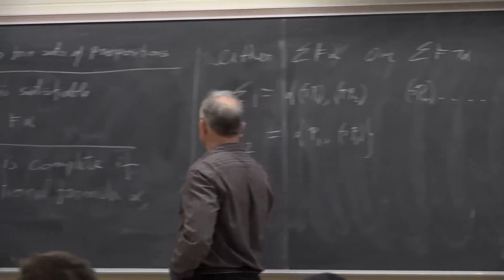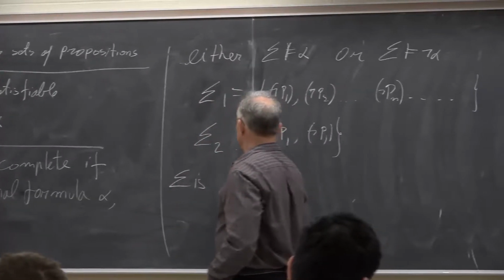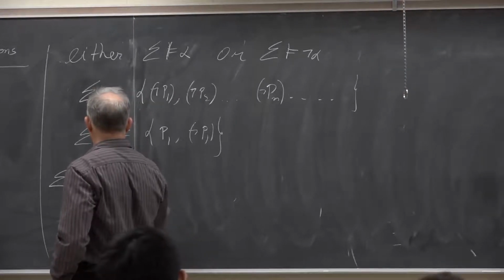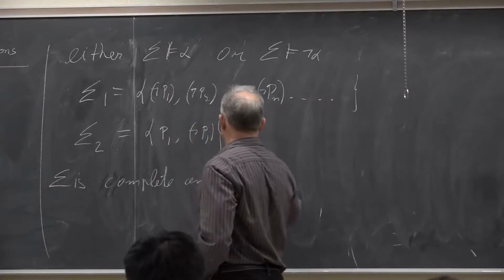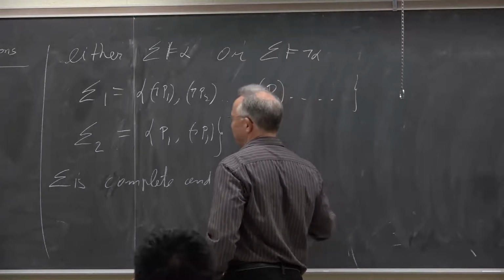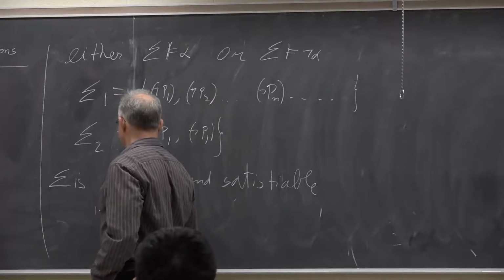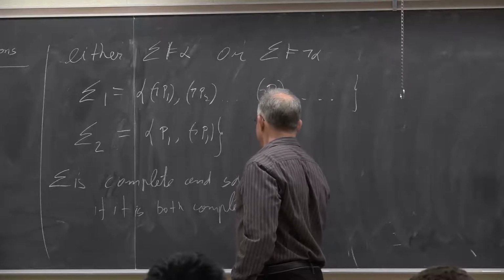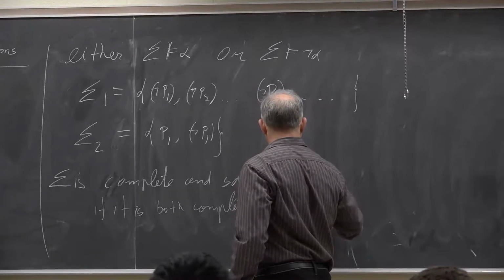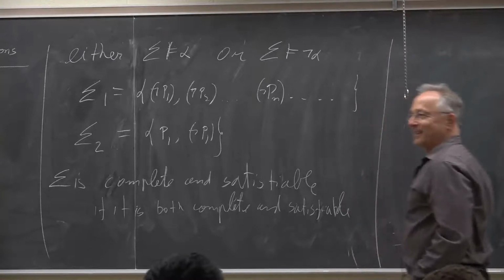So let's say that sigma is complete and satisfiable. It's the obvious thing, right? If it is both complete and satisfiable. If you never studied this for the exam and you get this question in the exam, what is sigma being complete and satisfiable, you have an easy answer, right?